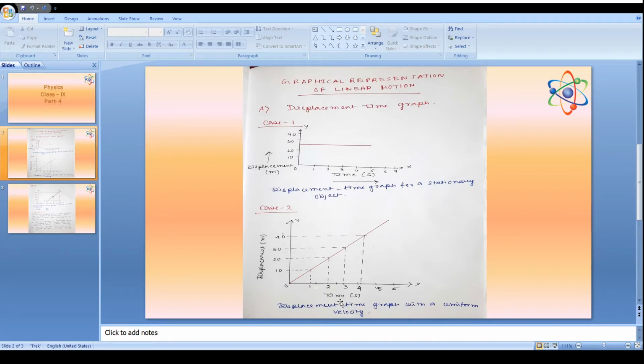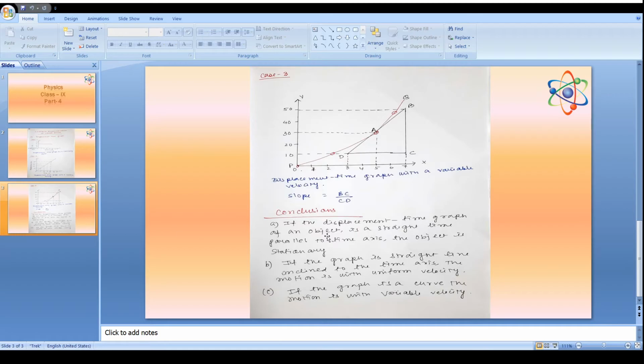We can see the x-axis and y-axis here. If the body is moving with a uniform velocity, we will get a straight line passing through the origin. As the time increases, the displacement will increase like that. For example, a car moving on a straight path in a given direction with a uniform speed. So we can say for a body moving with uniform velocity, the displacement is directly proportional to the time.